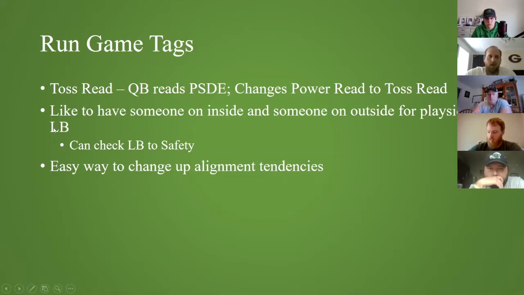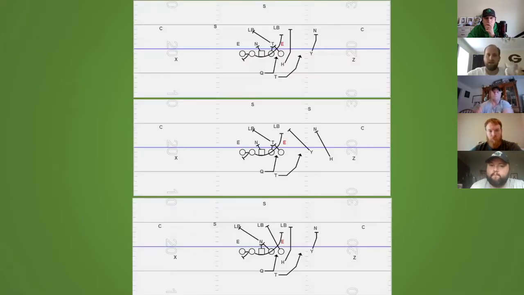So for me, when I run something like power read, I like to have somebody on the inside and somebody on the outside for that play side linebacker. Now, if you've got a really fast running back and you feel like on that toss you can get outside of him, then that's another advantage I think this tag has over traditional power read. If you've got a play side linebacker that's already leveraged pretty strong play side and you don't have somebody coming from the outside to seal him in, a lot of times he can run that back down, but it's not quite as easy when you're tossing the ball out to the running back. And again, this is another easy way to change up your alignment tendencies, with the back on the same side. So this here is toss read.